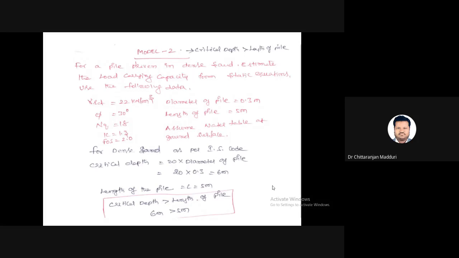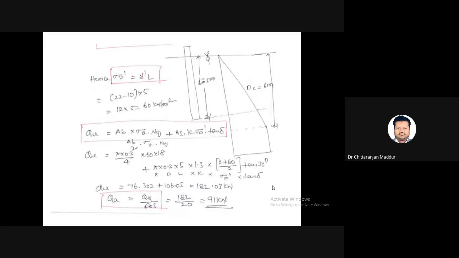Assume that the water table is at the ground surface. In sandy soils, first we need to check the critical depth. For dense sand, as per IS code, critical depth equal to 20 into diameter of the pile. So 20 into 0.3 equals 6 meters. Length of the pile is 5 meters. So critical depth 6 meters is greater than length of the pile. So it is the second case.